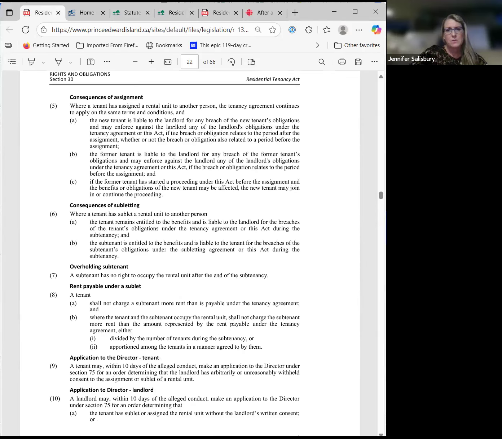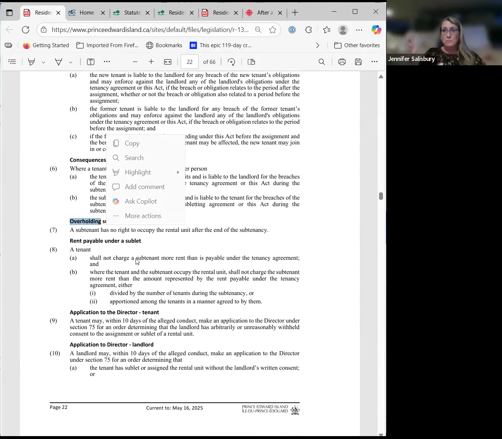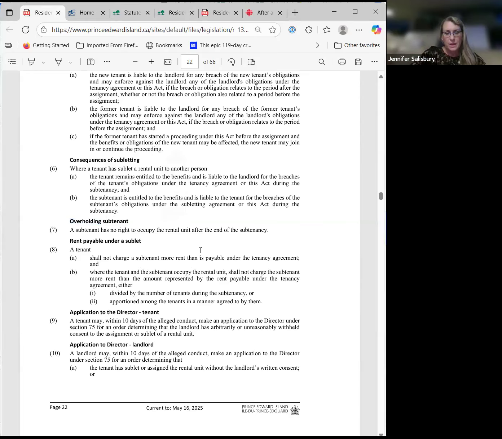Consequences of an assignment, consequences of subletting, overholding a subtenant. Now, overholding right there tells me that it is a fixed term. Overholding means let's say you've got a year lease or a 6-month lease, some kind of fixed term lease. An overhold is when they stay past their allotted time. So that tells me that it ends abruptly. It does not automatically convert to month or what's called a periodic tenancy.